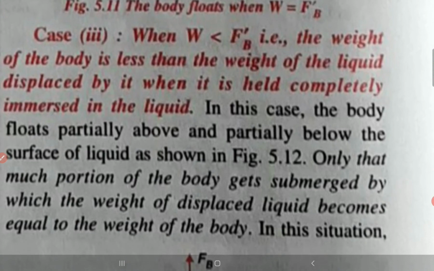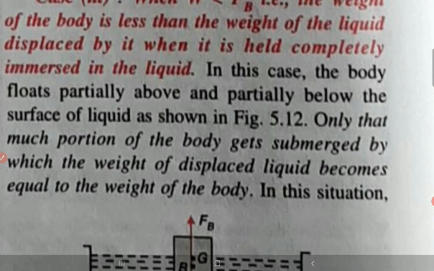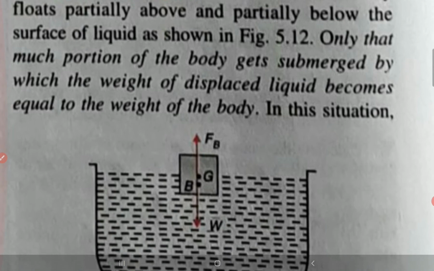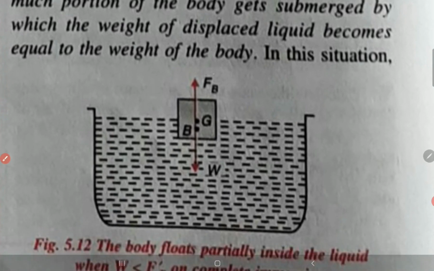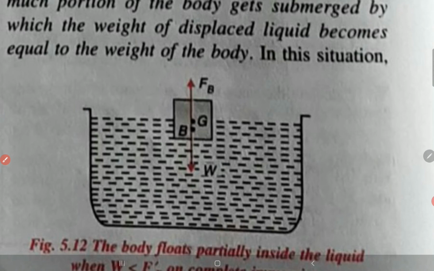And in case 3, when the weight of the body is less than the total upthrust, that is, the weight of the body is less than the weight of the liquid displaced by it when it is held completely immersed in the liquid, the body will float, partially above and partially below the surface of the liquid, as shown in figure 5.12. Only that much portion of the body gets submerged by which the weight of the displaced liquid becomes equal to the weight of the body. So in this situation we do not have total upthrust, we have only upthrust. Why? Because the total body is not immersed, so we have only FB.